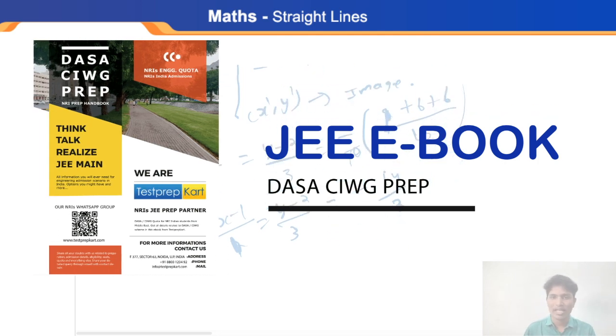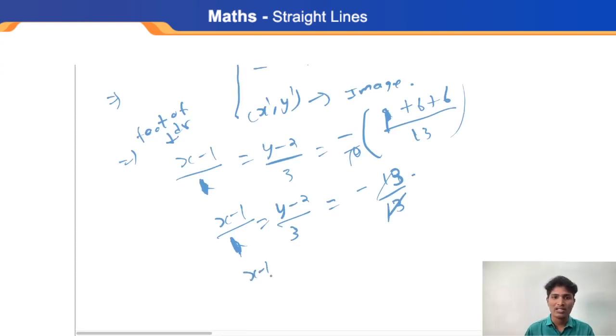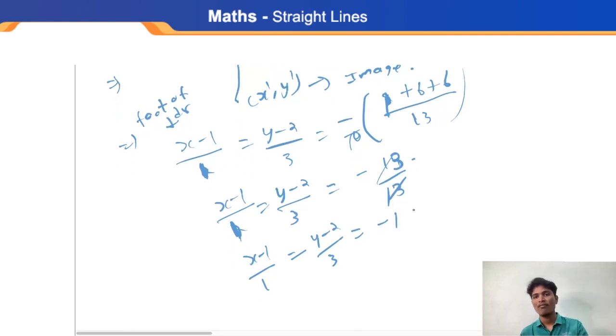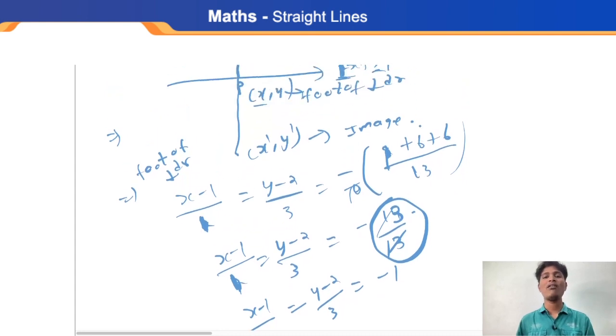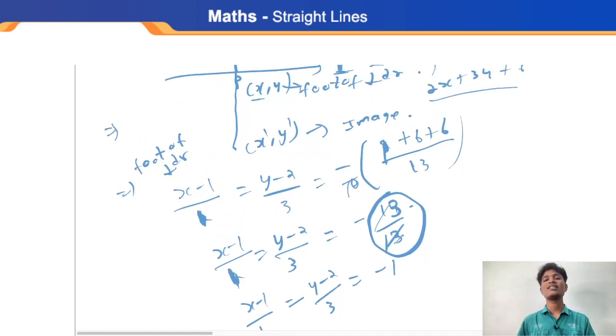So what will I get? I will get here 13. So 13 will get cancelled, and I will get (x minus 1) divided by 1 is equal to (y minus 2) divided by 3 is equal to minus 1. For simplification, and in order to make you understand, I have reduced the value so that the 13 gets cancelled. If the equation is this one only, that is 3x plus 3y plus 6, you should not do like this. I have just modified the equation in order to make you understand. If 13 gets cancelled with 13, you will understand better. That is the reason I have modified.